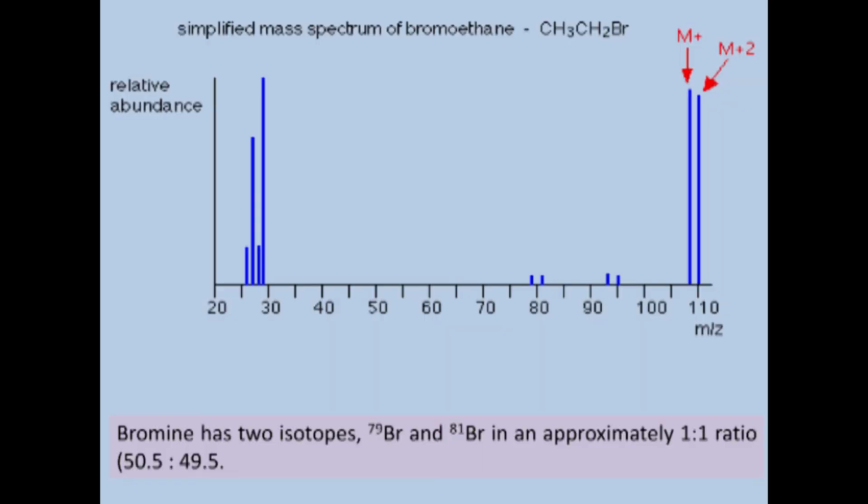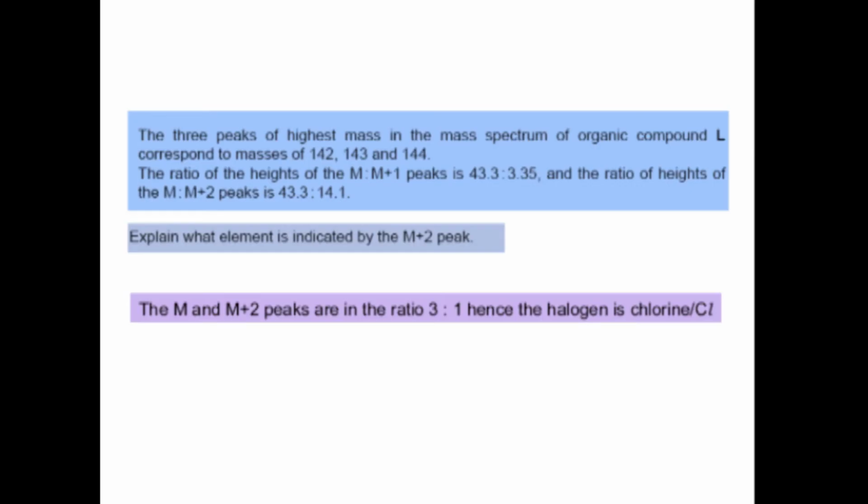The simplified mass spectrum of bromoethane, if I see here, the ratio of M and M plus 2 is 1:1. So here the bromine atom is present. Again, we are getting the example here M and M plus 2, 43.3 and 14.1. Explain what element is indicated by the M plus 2 peak. Here the ratio is 3:1 of 43.3 and 14.1. So a chlorine atom is present.